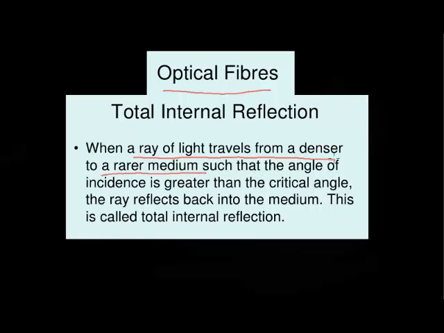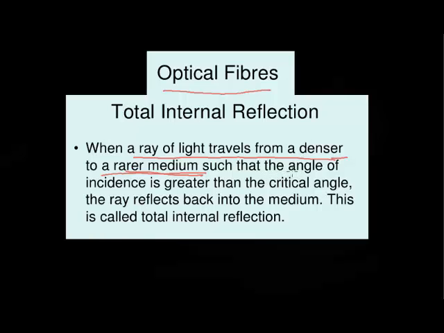So denser medium is the medium whose density is high, and rarer medium is the one whose density is low as compared to another medium. Like glass is denser than water, water is denser than air. Air is rarer than water, and water is rarer than glass, like that.